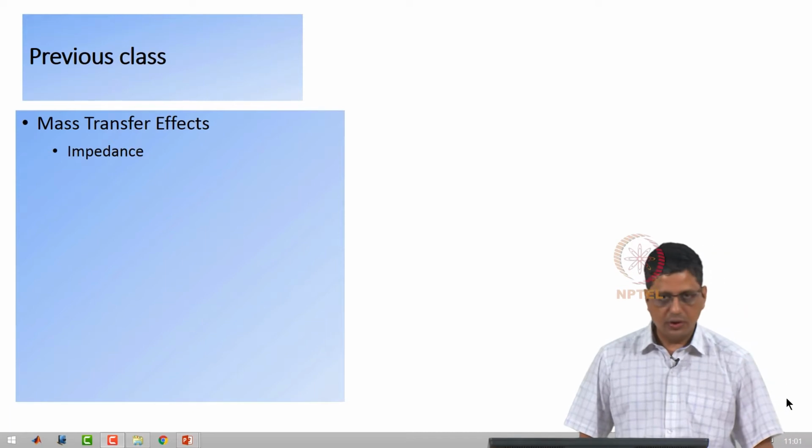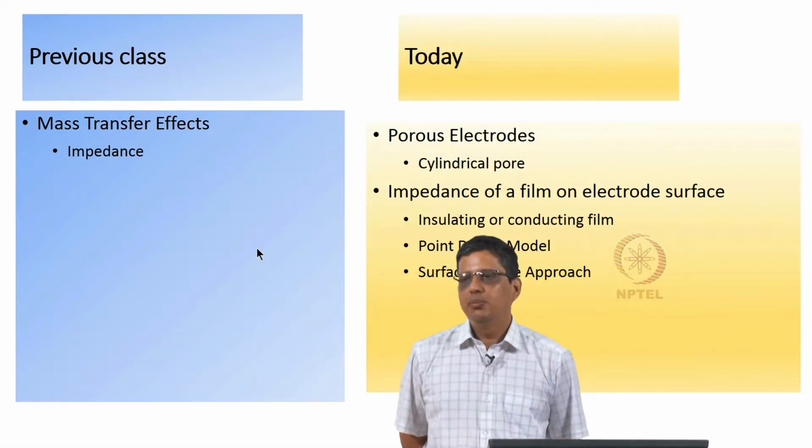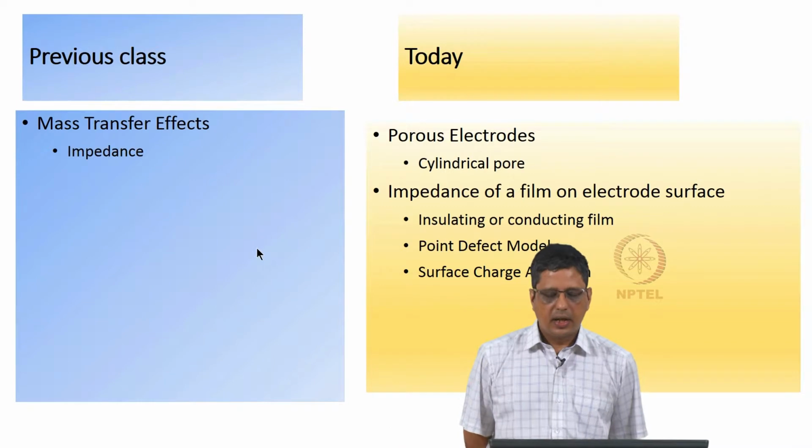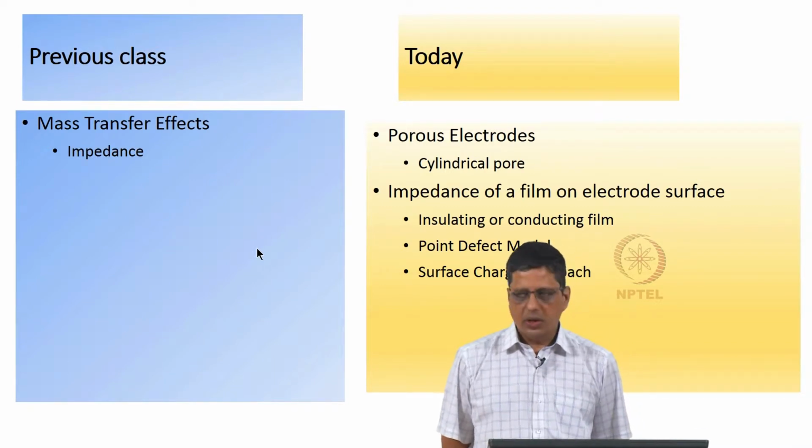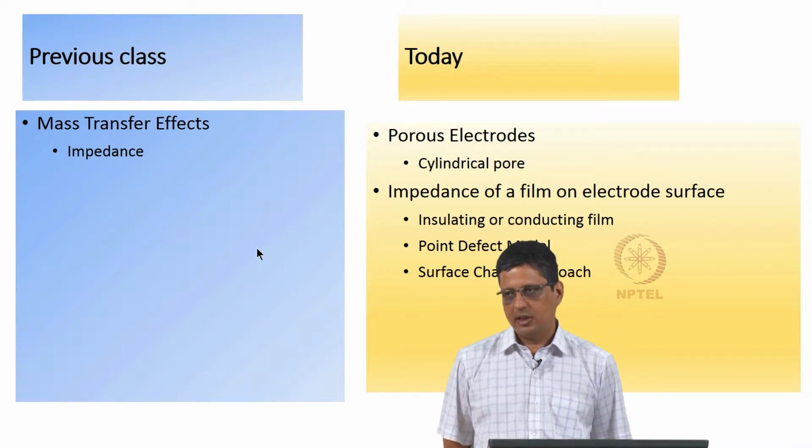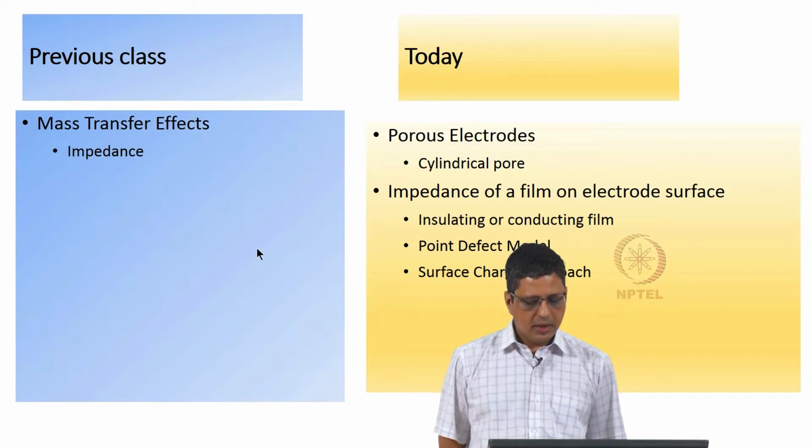So, next what I want to show you is, when you have a porous electrode, how does the impedance vary? Within the domain of porous electrodes, there are a lot of possibilities. What we are going to see is basically only one example, and after that, if time permits, we will go on to look at what happens when you have a film present on the surface. There are different models for it.